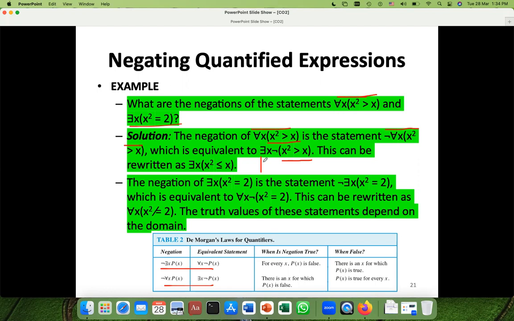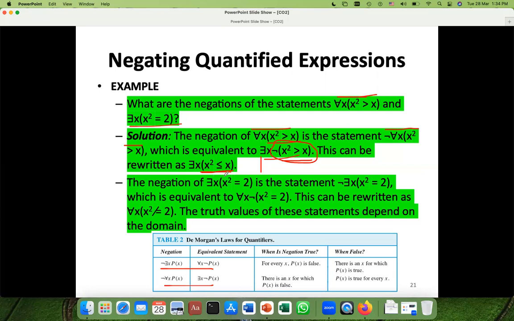So in the next step, you can simply write it as there exists x, and you can remove the negation and write the opposite, which is x square less than or equal to x. So now this portion is equivalent to this whole portion, which is giving the same meaning.